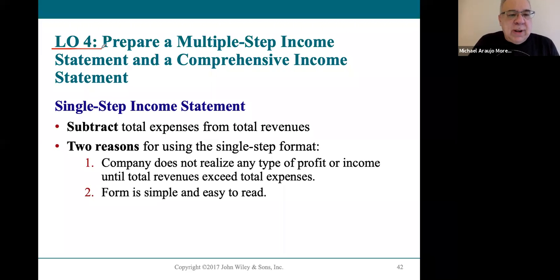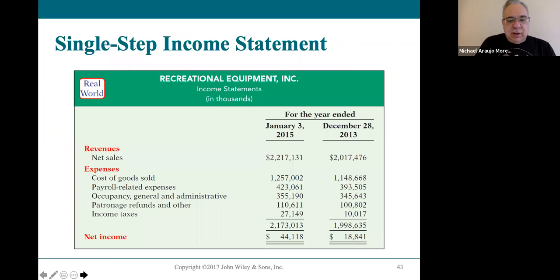Learning Objective 4 introduces us to an expanded version of the income statement called a multi-step income statement. What you've learned so far in the earlier chapters is technically what we would call a single step income statement, which basically subtracts the total expenses from the total revenues to get a net income. We don't show any other breakdown other than that. It's the simplest thing to do.